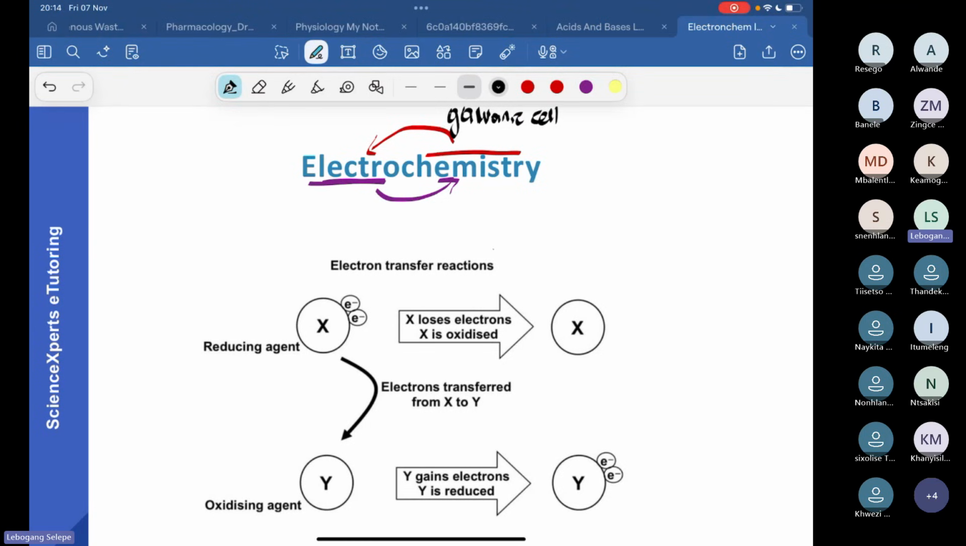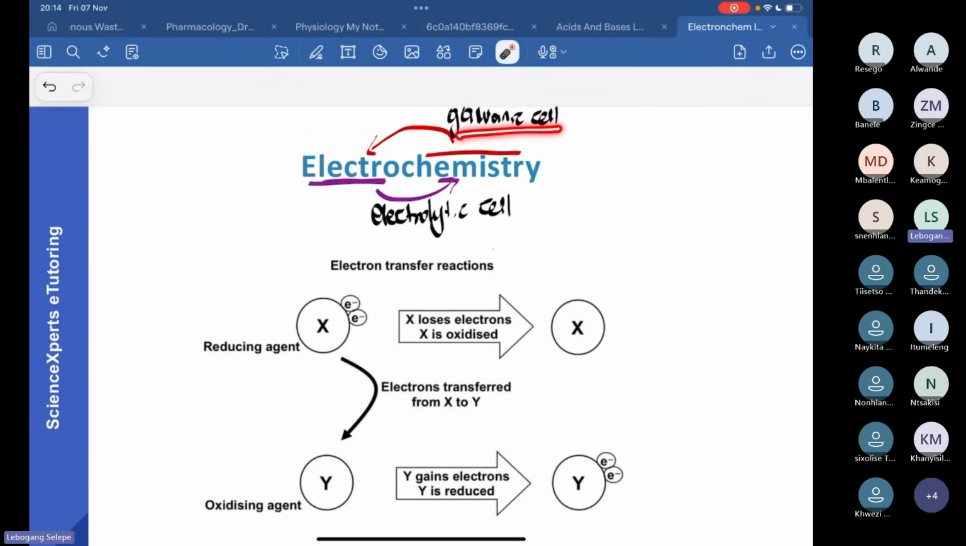do you call this? You guys know it. Electrolytic. Electrolytic cell, right? And there's only one type of galvanic cell, but we have different types of electrolytic cell, right? So we can do a lot of chemical reactions from electricity, and we will talk about them.